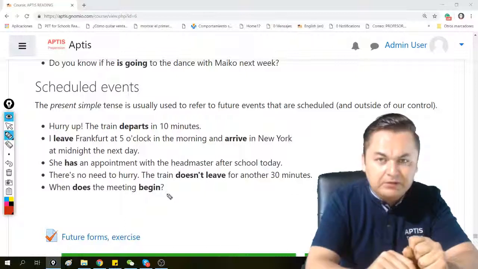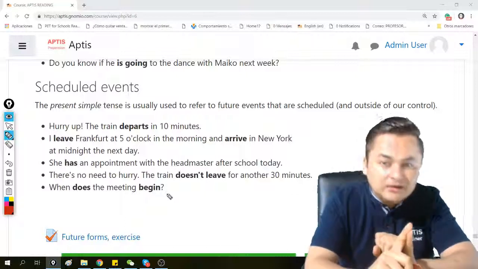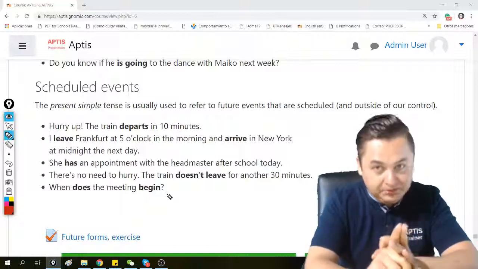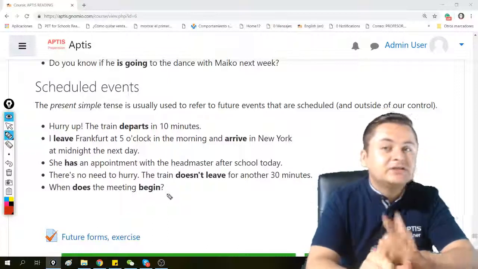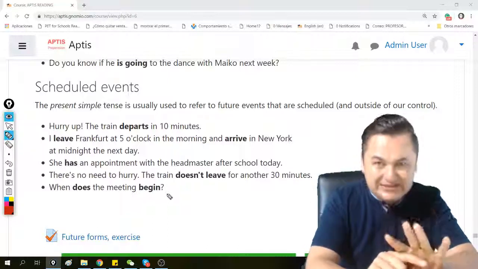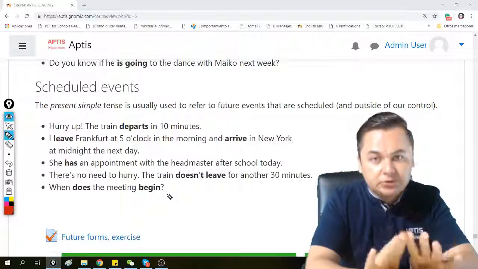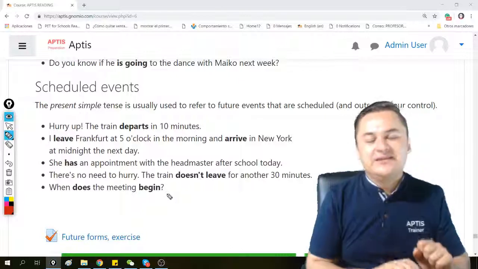So you want to remember we have will, be going to, present progressive, and simple present for tenses to talk about future forms. And I'll see you in the exercises.